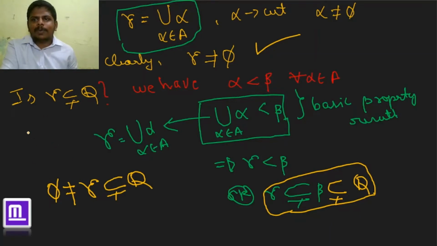And proving property number 2 is also a very easy thing. What do we need for property number 2? We need a rational number in the cut. Let p be a rational number in gamma.